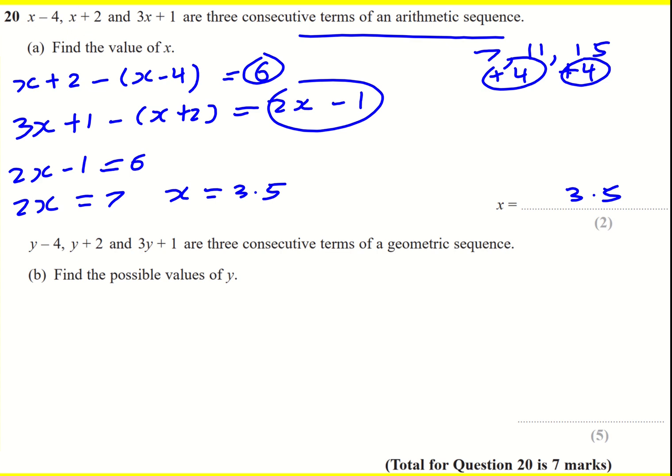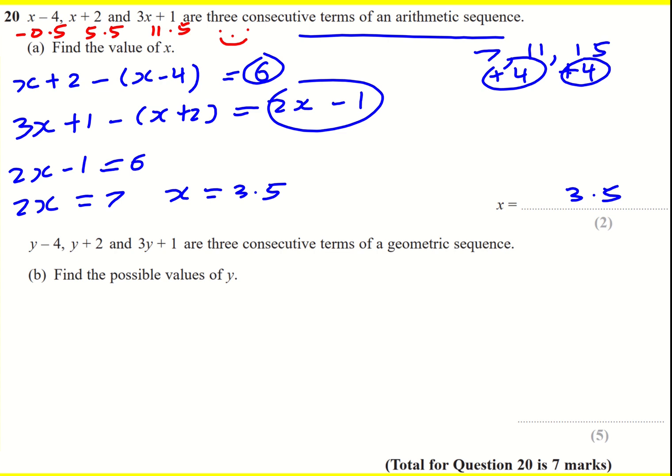So then I would do 3.5 minus 4, that would be minus 0.5. Then I'm adding 3.5 to 2, that would be 5.5. So it's going up by 6, as you can see. And then 3.5 times 3 is 10.5. Add 1, we get 11.5. Again, I'm adding 6. So I can put a smiley face. That's got to be right.